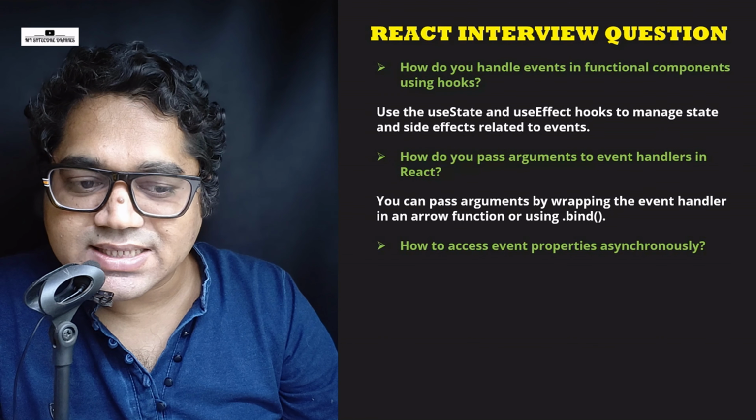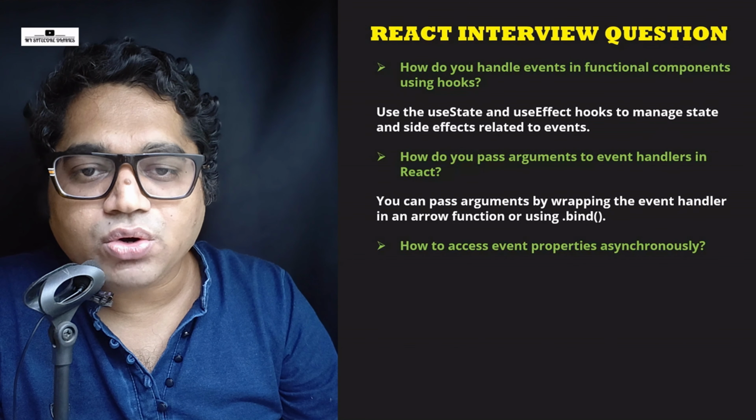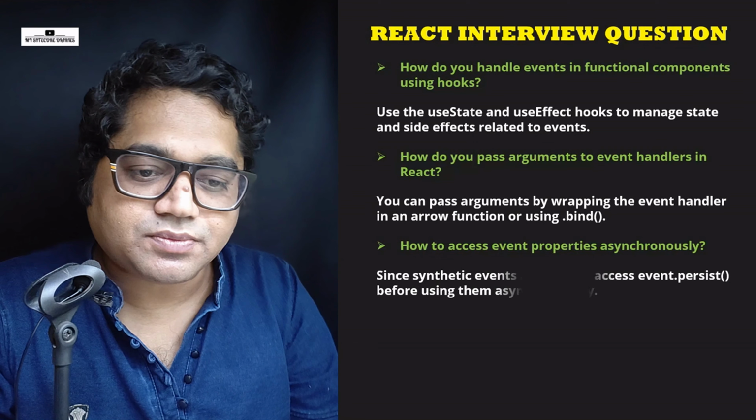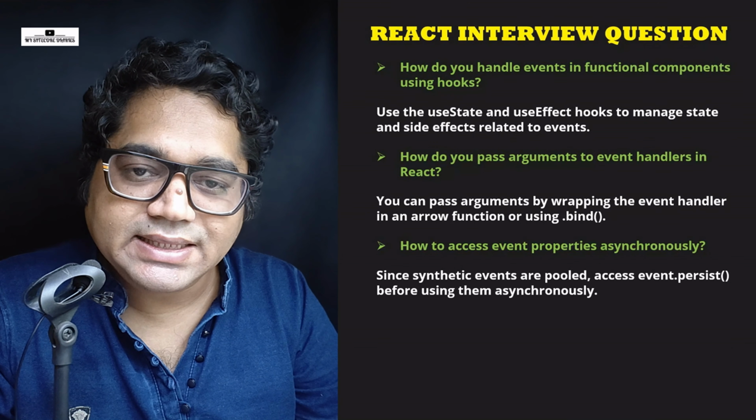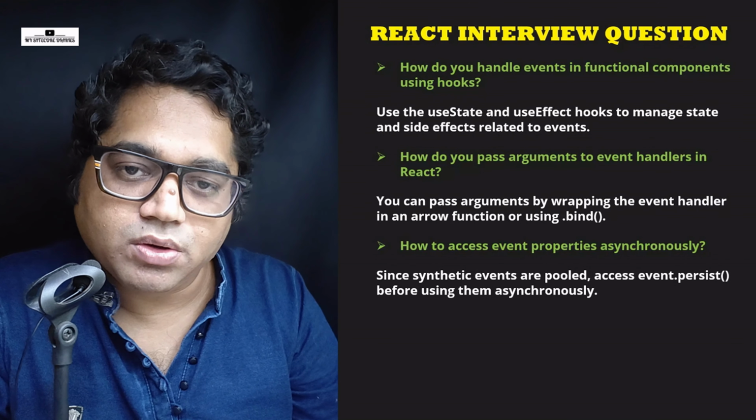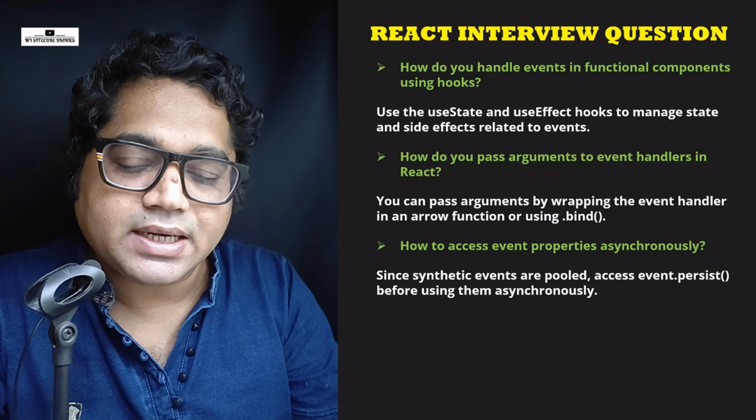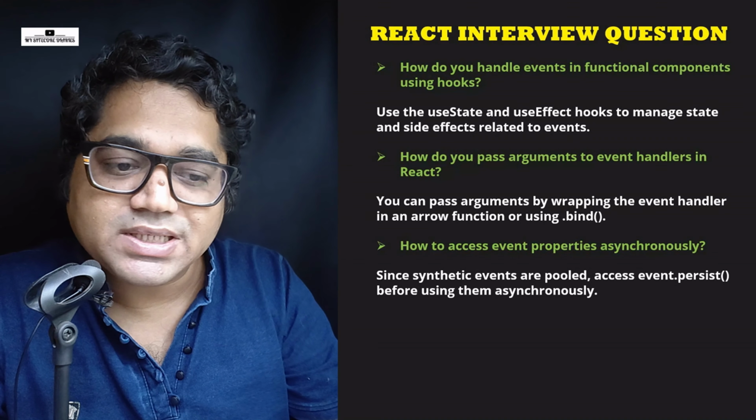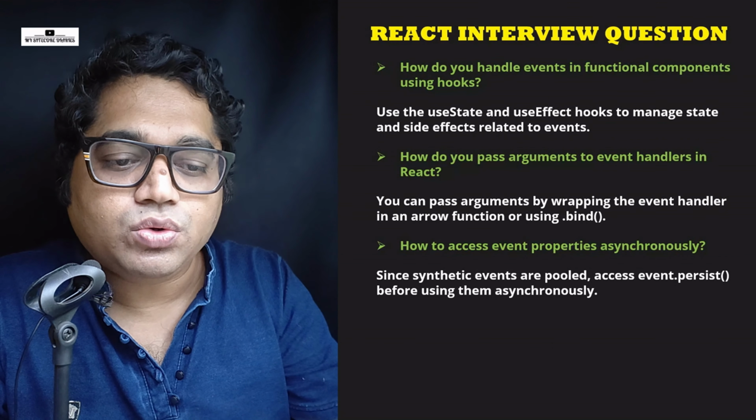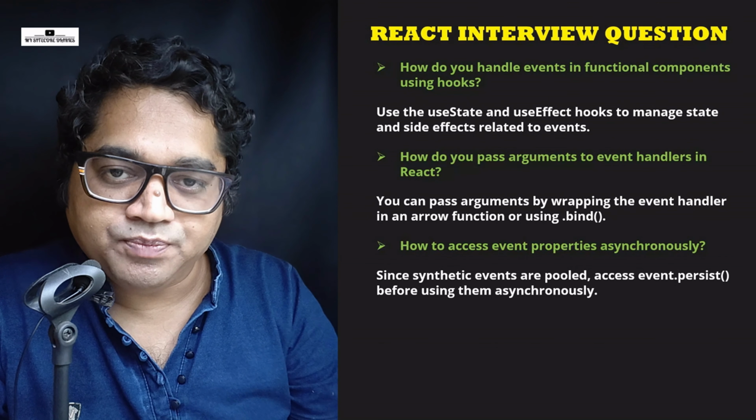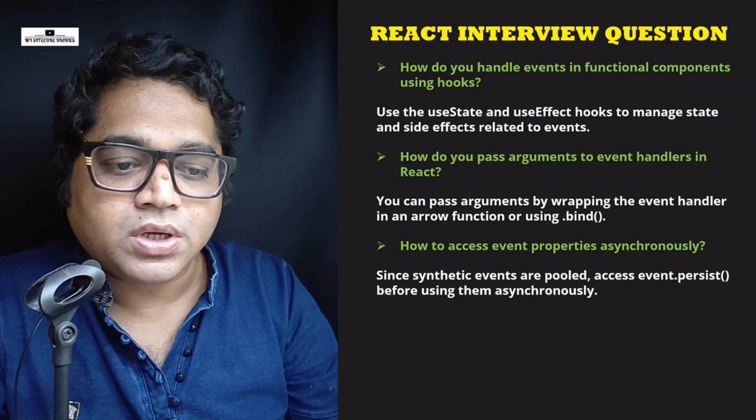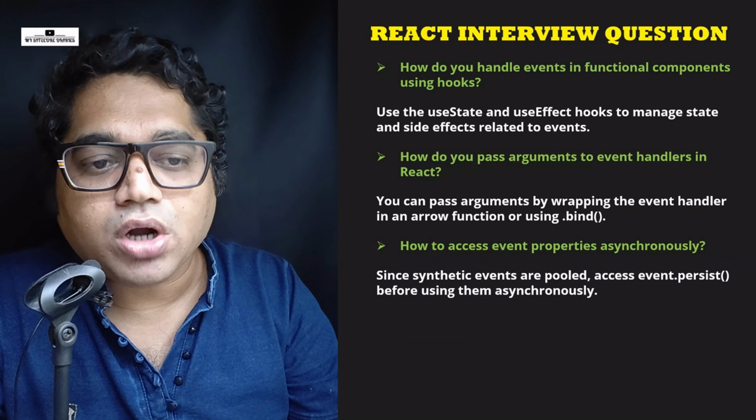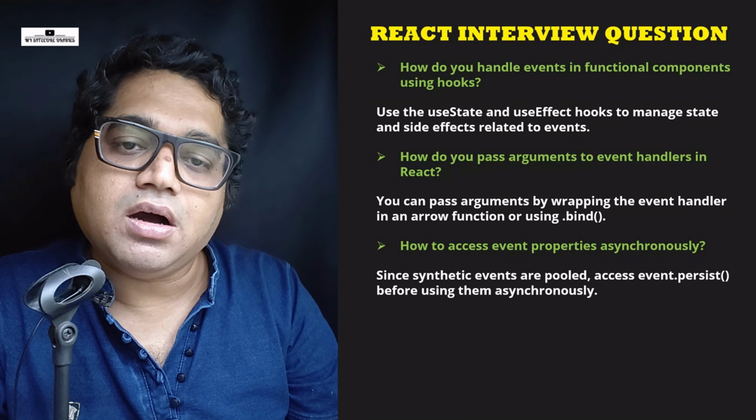How to access event properties asynchronously? Synthetic events are pooled. What do you mean by pooled? We have seen that the events are getting cleared up. The event object is getting cleared up, so you do not want to lose that event in an asynchronous method. In that case, you have to use event.persist before using it asynchronously.